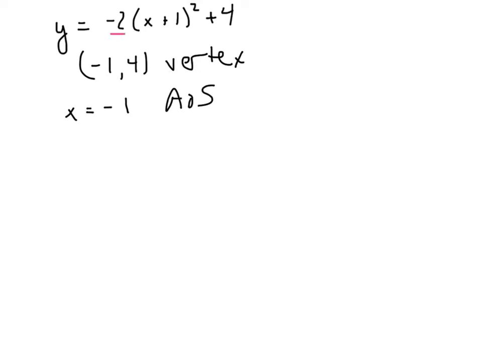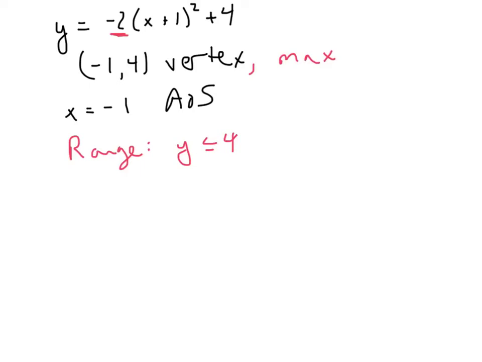Now, since my leading coefficient is negative, I know that the parabola opens down, making the vertex point a maximum, which means my range is y is less than or equal to 4.